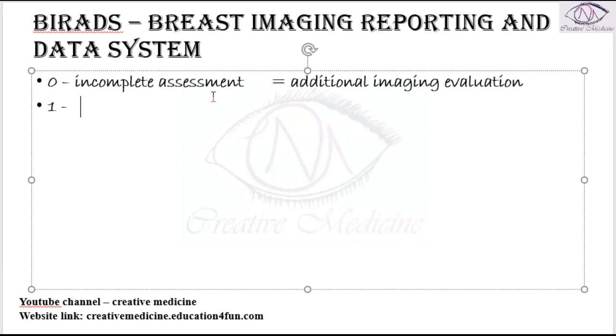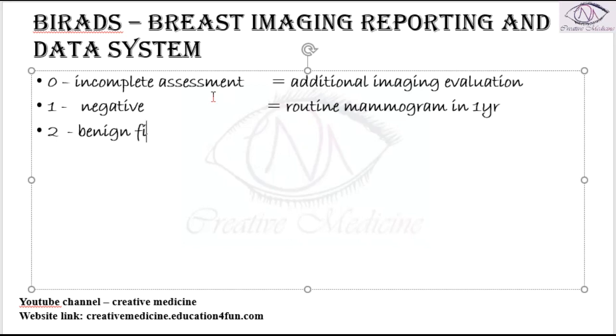Then category 1. Category 1 is negative. If the assessment is negative, then a routine mammogram in 1 year is recommended. Then category 2. In category 2, benign findings are seen, and here also a routine mammogram is recommended in 1 year.